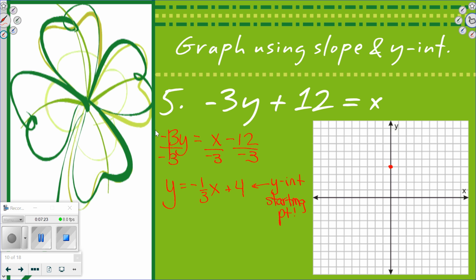And then my slope, my rise over run, is negative 1/3. So from my starting point, I'm going to go down 1 and over 3. Instead of going down 1 and over 3, what else could I have done? I could make this negative on the bottom, 1 over negative 3. Doesn't matter. I can go up 1 and then back 3. If I keep going, I'm going to just keep making lots of points on my line.